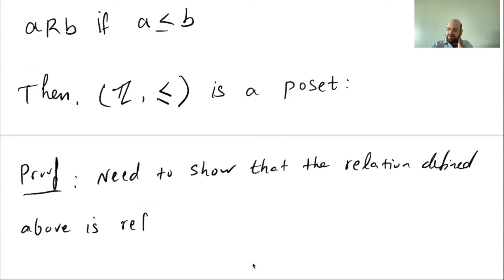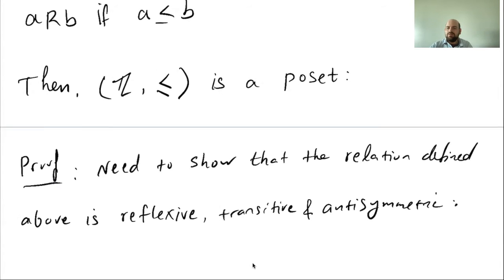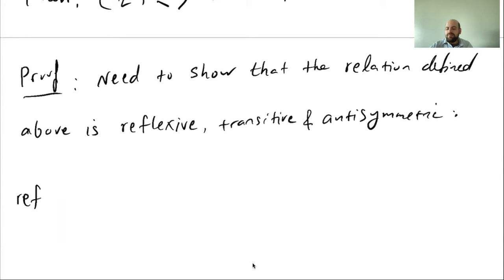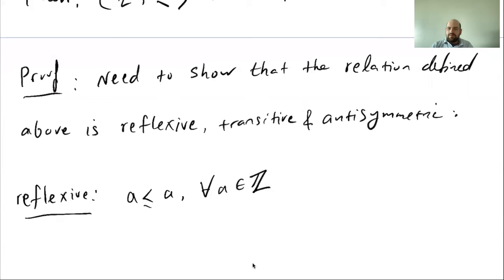is reflexive, transitive, and antisymmetric. And all of these are easy to prove. For reflexive, well, we know that A is less than or equal to A for every A in Z. So this part is okay, right? So that means A R A for every A in Z. Reflexive means each element must be in relation with itself.